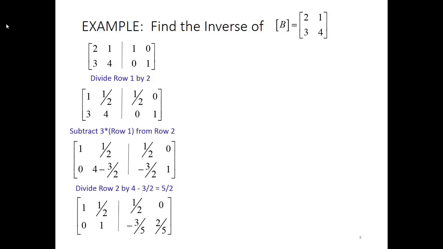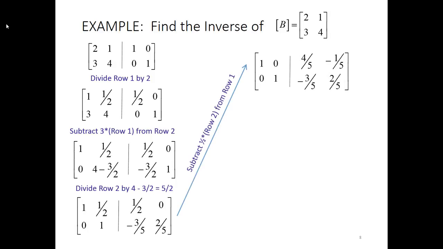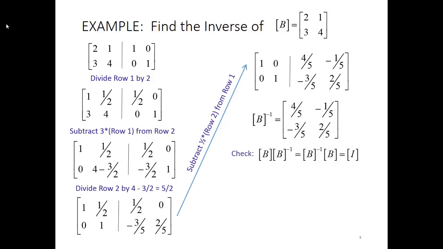But we're not done yet. We've still got a 1/2 in the upper right term. So I'm going to subtract 1/2 times the second row from the first row. And lo and behold, I now have an identity matrix on the left-hand side. And the right-hand side is a little bit messier. I've got 4/5, negative 1/5, negative 3/5, and 2/5. So that tells me that the inverse of B is 4/5, negative 1/5, negative 3/5, and 2/5.